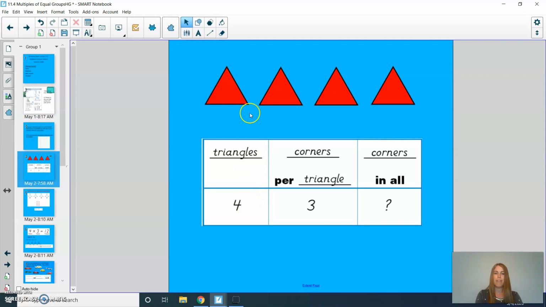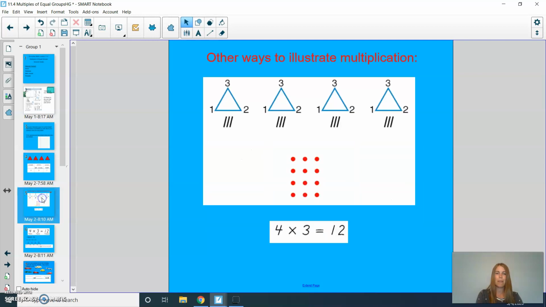So in this problem, if I have 4 triangles and there's 3 corners per triangle, I want to know how many corners in all. If you think you know the answer, I want you to write down in your notebook 4 times 3 equals, and you can write down what the answer is. I also want you to listen to some strategies for solving.